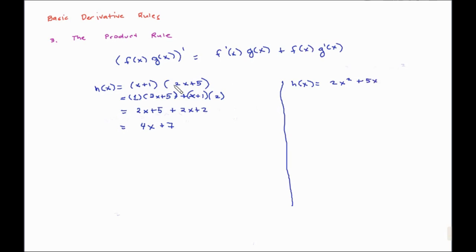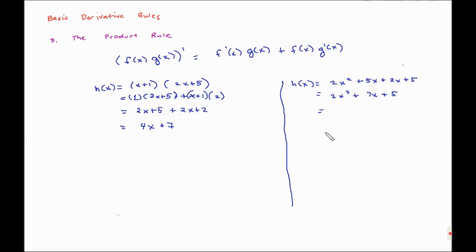So, meron na tayong first and outer product. Doon naman tayo sa inner. 1 times 2x is 2x. And last, yung last natin will be 1 times 5, which is plus 5. Okay. We can combine like terms. We have 2x squared plus 7x plus 5.